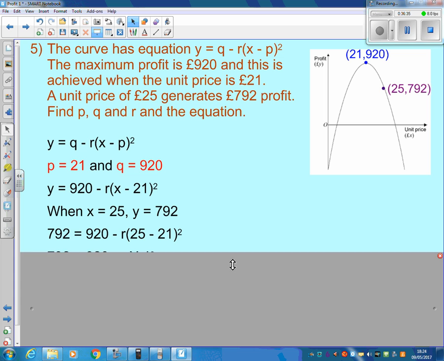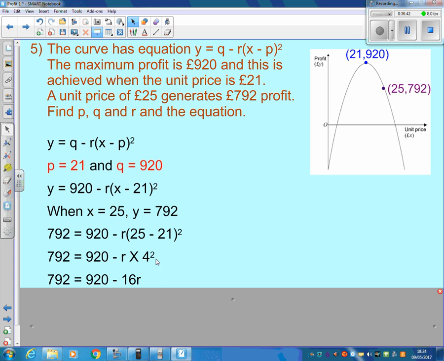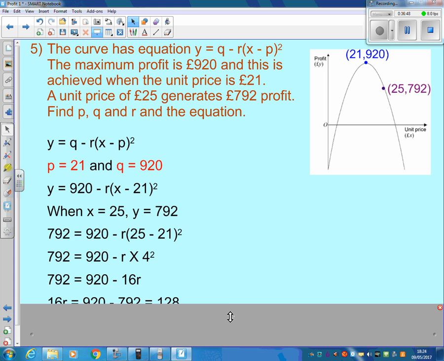25 minus 21 is 4. So that part becomes 4 squared. 4 squared is 16. So instead of minus r times 4 squared, it becomes minus r times 16, minus 16r. And now you've got an equation. Move this over here. 16r is 920 minus the 792.